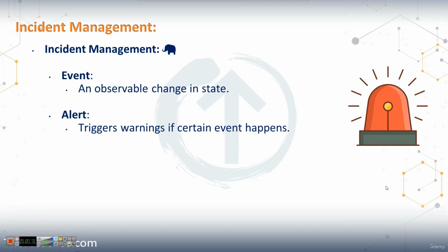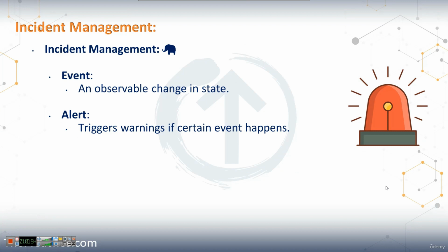And we'll start with an event. An event is just an observable change to a state. It is not negative. It is not positive. It's just something changed in our environment. That can be a system powering on, or traffic on our network, or an application that starts. Someone swipes the badge to get into a room. It is something in our environment that is an event.